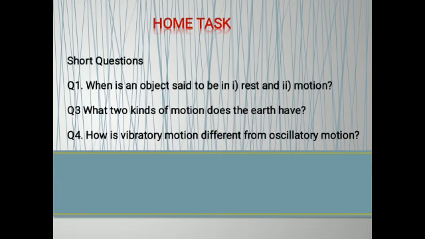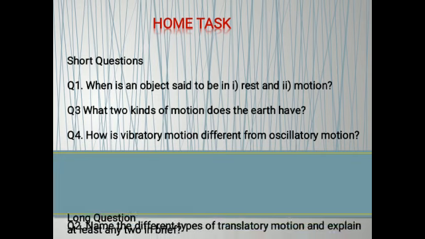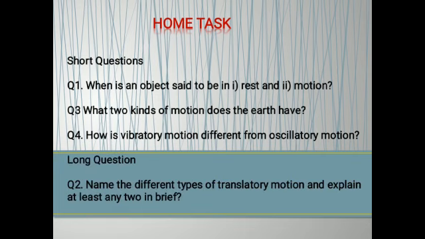Short questions. When is an object said to be at rest and in motion? Question number 3. What two kinds of motion does the earth have? Question number 4. How is vibratory motion different from oscillatory motion? And the long question, question number 2. Name the different types of translatory motion and explain at least any two in brief.